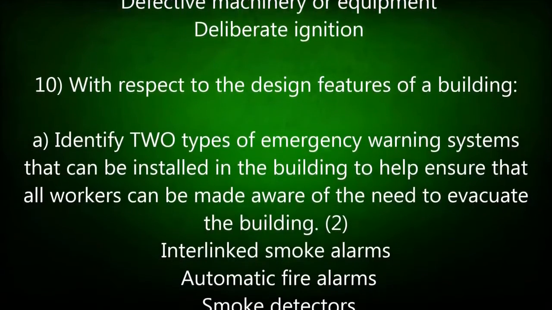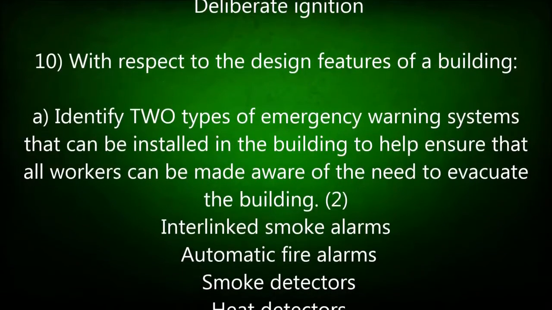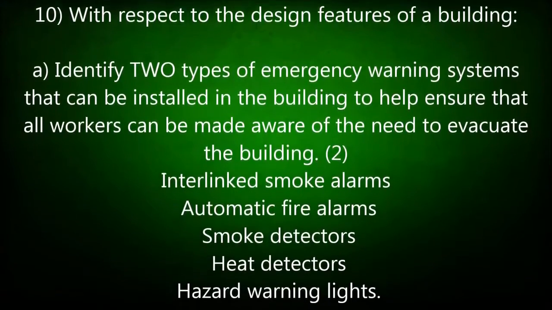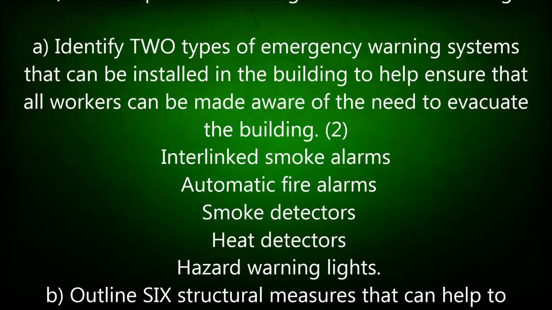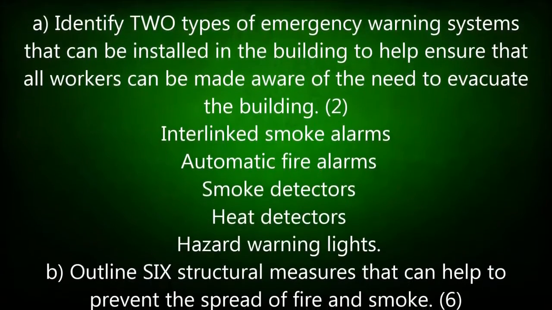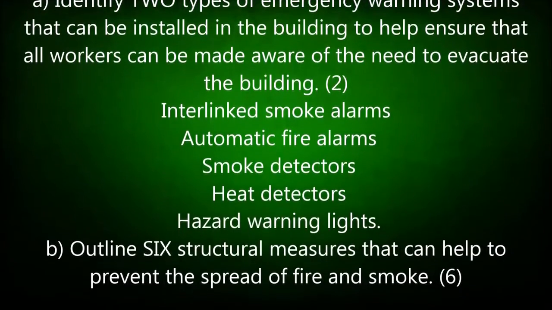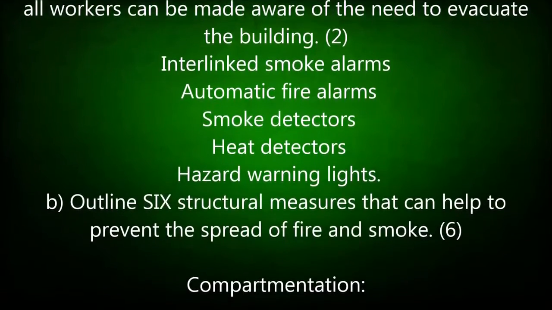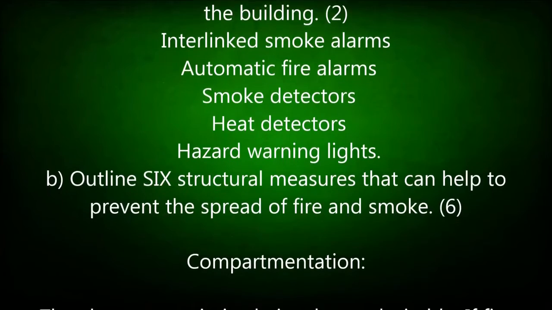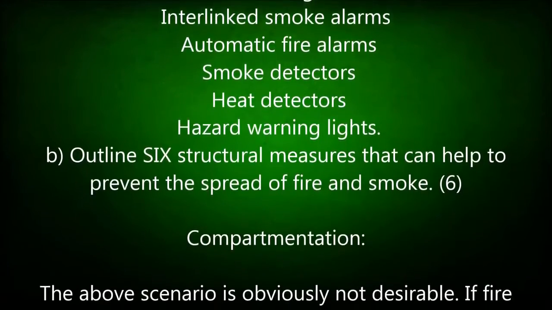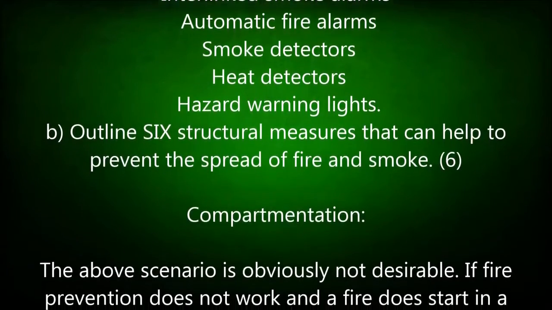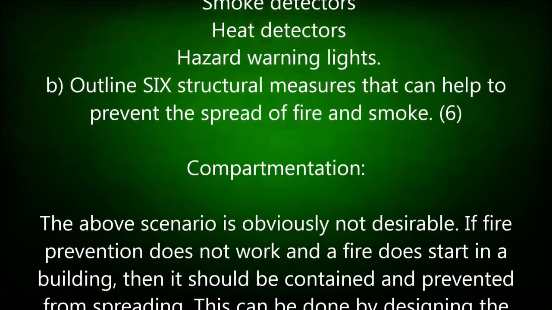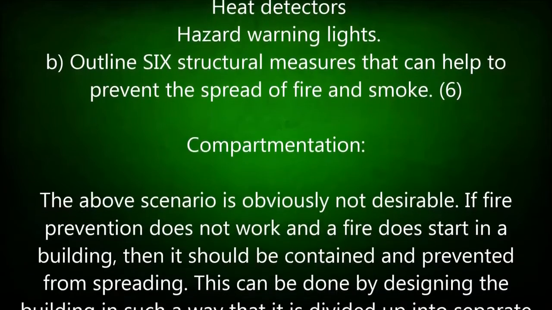B. Outline 6 structural measures that can help to prevent the spread of fire and smoke. Compartmentation. The above scenario is obviously not desirable. If fire prevention does not work and a fire does start in a building, then it should be contained and prevented from spreading. This can be done by designing the building in such a way that it is divided up into separate compartments, each surrounded by fire-resistant materials that can resist the spread of smoke and flame.